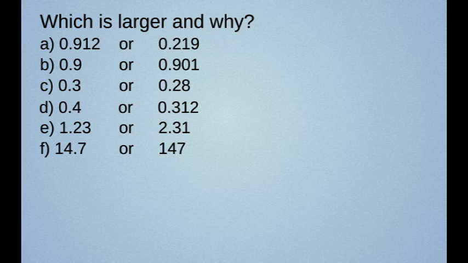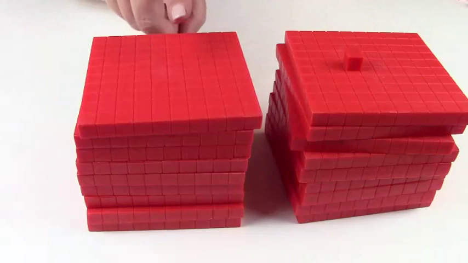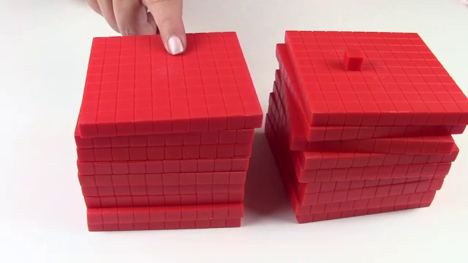Looking at the next one, some of them consider this to be 9 and this to be 901. So they still might correctly identify this as the larger of the two, but if you listen to their reasons, it might show that they don't really understand. Again, let's take a look at part B using the blocks. So here we have 9 tenths.